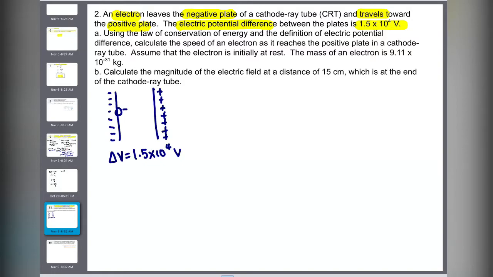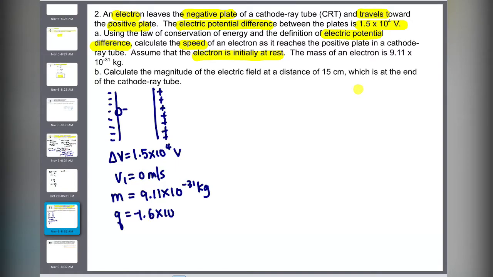Using conservation of energy and the definition of electrical potential difference, calculate the speed of the electron as it reaches the positive plate in the cathode ray tube. Assume the electron initially was at rest. So V1 is 0. And they tell you the mass of the electron is 9.11 times 10 to the negative 31 kilogram. And the other thing that you need to assume is that you can also look up the charge of one electron, okay? So it's 1.6 times 10 to the negative 19 coulombs, and it's negative.